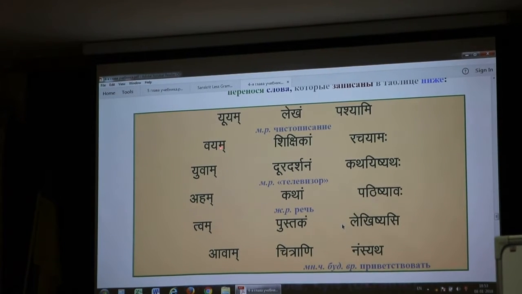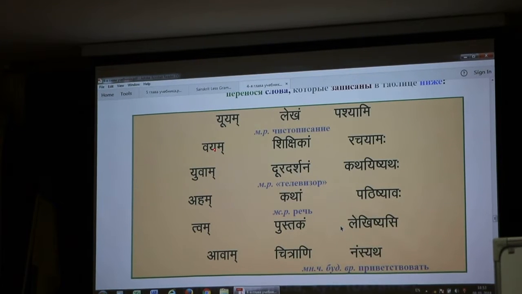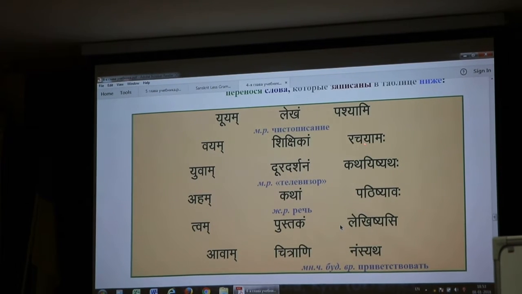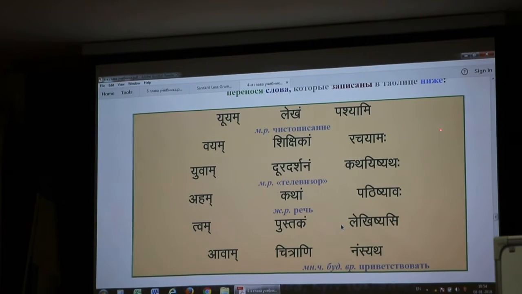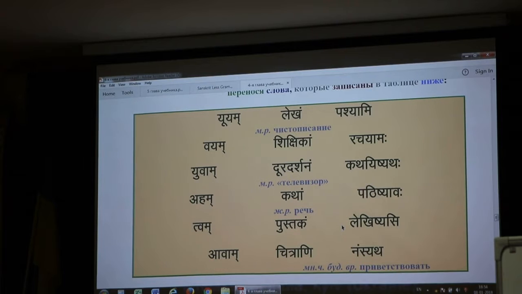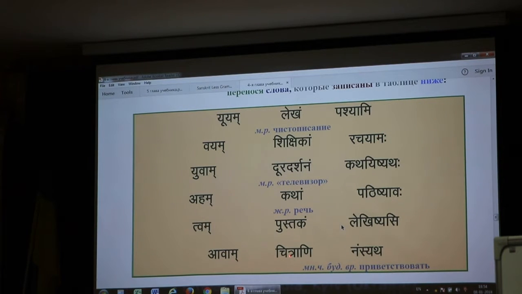Vayam Chitram, or Rachayama. Vayam Chitrani Rachayamaha. Vayam Chitrani Rachayamaha. Because Rachayamaha matches with Vayam, and if you are creating something, maybe the best thing is the picture.